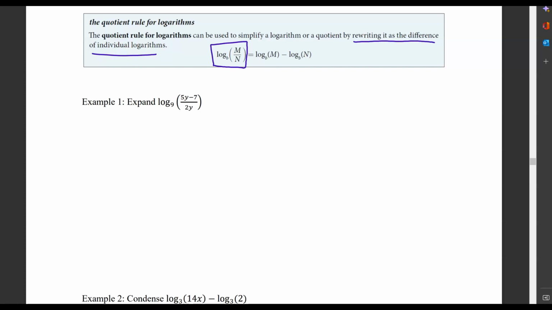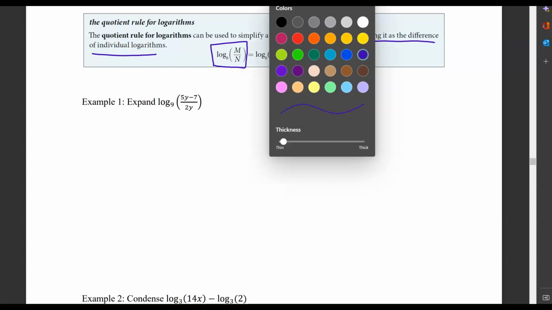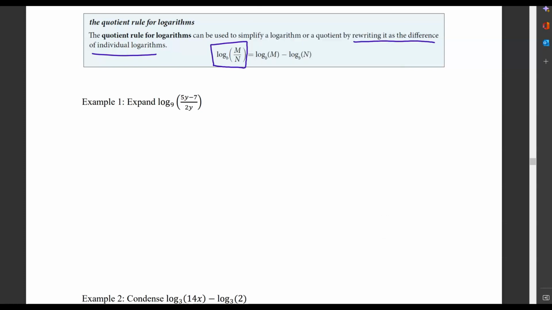So let's go ahead. We're going to expand this one. So notice that our quotient is here. So we're going to expand it and turn it into a difference, right? So we're going to start off with log base 9 of our numerator, 5y minus 7. And then we are going to subtract log base 9 of our denominator, 2y.